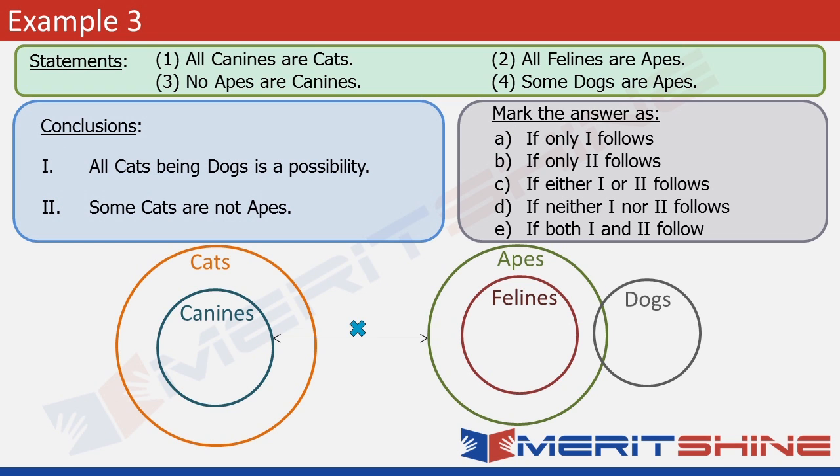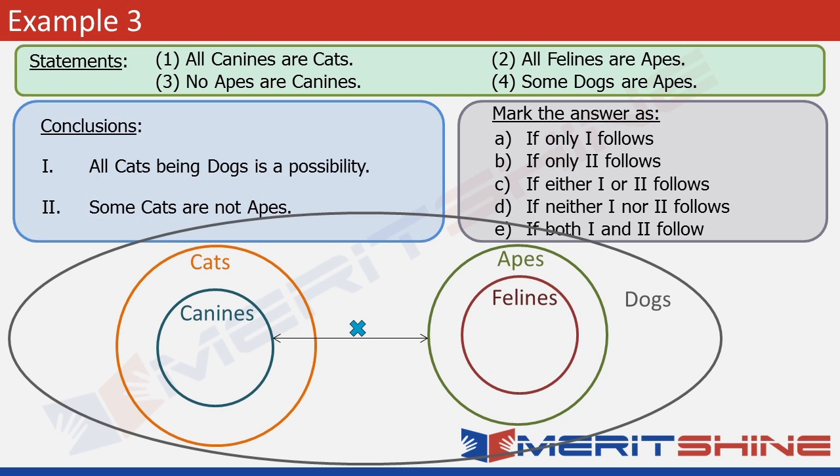Okay, let's go to the third set of conclusions now. Look at the first one. All cats being dogs is a possibility. Again, it's a simple one. We can easily visualize extending the set of dogs to contain all the cats. Something like this. So no violation of any condition anywhere and now all the cats are dogs. So it's possible. So this conclusion follows.